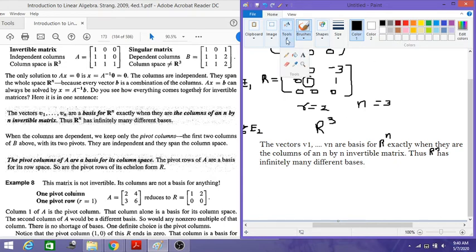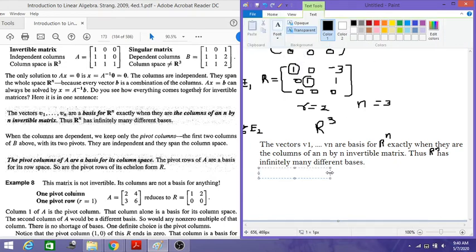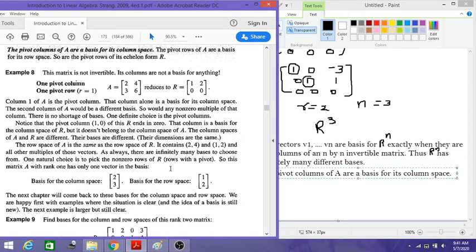So let me write that point here. The pivot columns of A are a basis for its column space, and the pivot rows of A are a basis for the row space. So if we take one more example here, a quick example, let us see whether this is a basis or not.